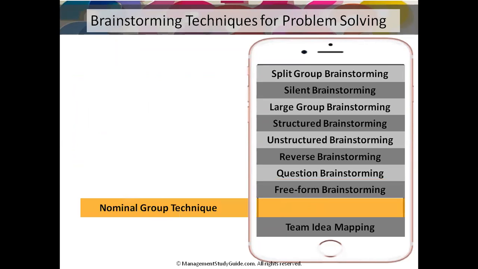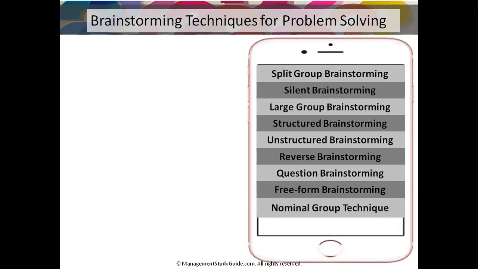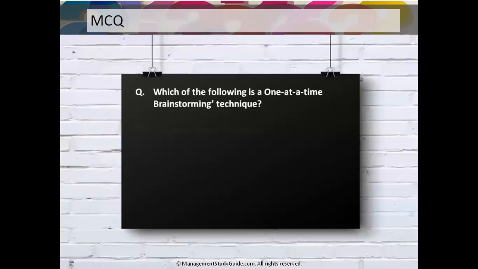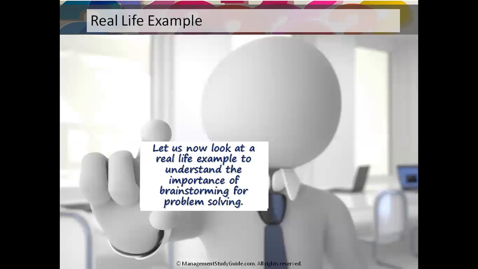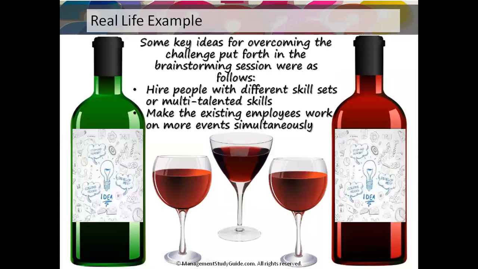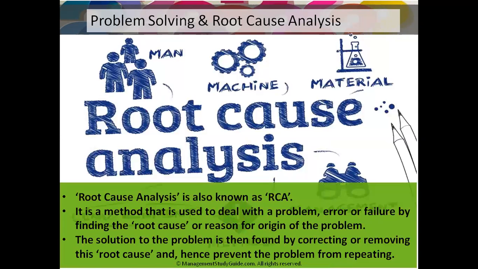Then we have the nominal group technique, which is an advanced technique that further builds on silent brainstorming. We have the team idea mapping brainstorming technique, which works based on the theory of association. The participants of the brainstorming session are presented with a very clear, well-defined topic. Okay, because of time, I may have to skip through this and go to the next one.